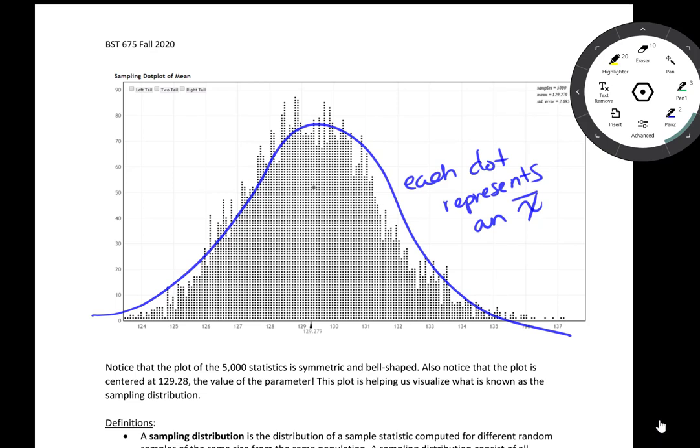The other thing to notice here is that I have highlighted the mean of all of these x-bars. And you'll notice that that mean is very close to the value of the parameter. So this is helping us visualize what is known as the sampling distribution. And in fact, this is a simulated sampling distribution. And in lab next week, that's what we're going to focus on: how can we simulate sampling distributions.